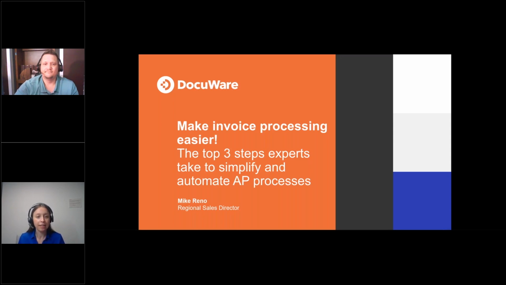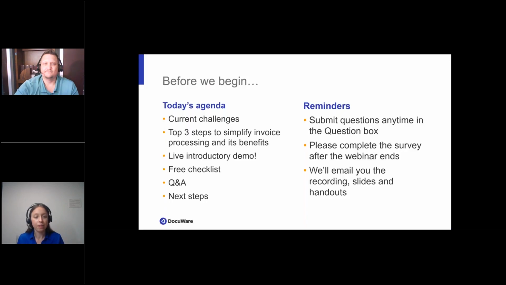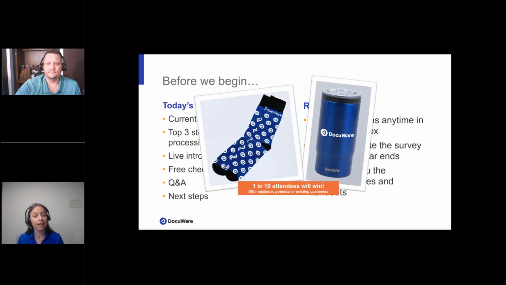Now let's go over today's agenda. On the left you can see he'll start out with going over the current challenges AP departments are facing today that you might be facing as well. Then he'll go over the 3 steps that you can take now to automate and simplify those processes. He'll go into a live introductory demo so you can see it in action, get a feel for it. And then we'll wrap up with Q&A and your next steps after the session. So thank you again. With that, I'll pass it off to Mike.